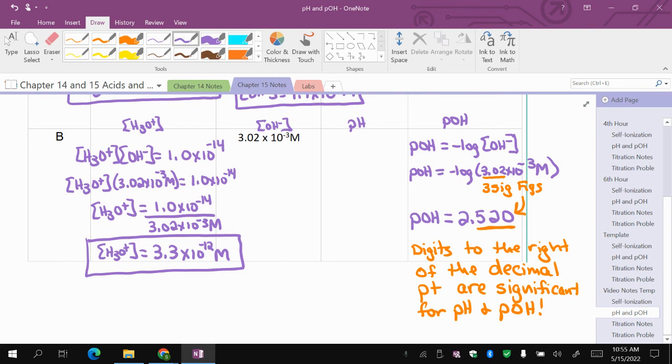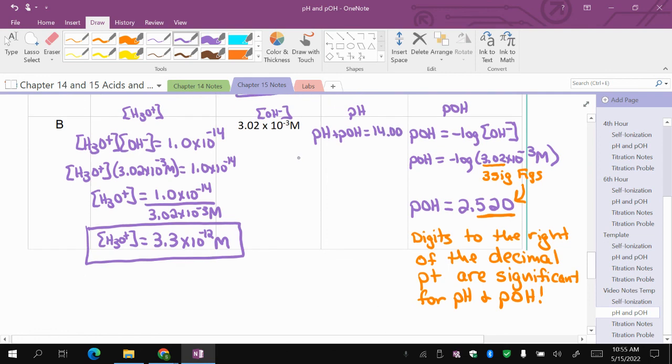And then I need to find pH, so I'm going to use my relationship between pH and pOH to solve this. And so when you add or subtract, it's the least number of places behind the decimal point for sig figs. So I should have 2 places behind the decimal point. So you get a pH of 11.48.